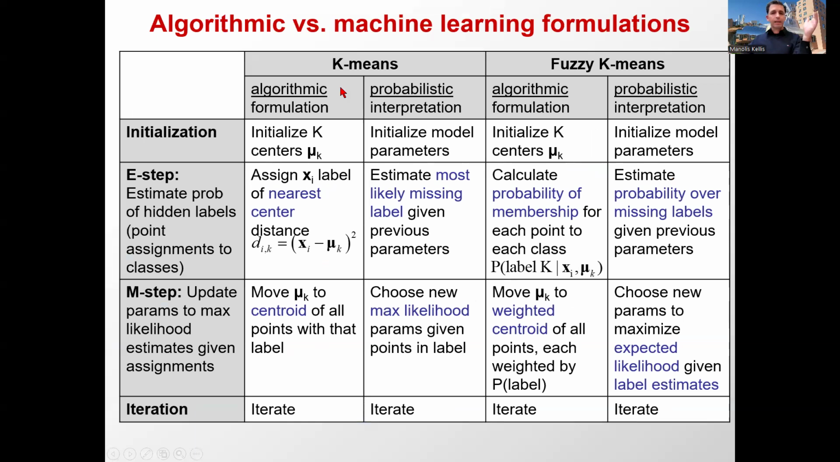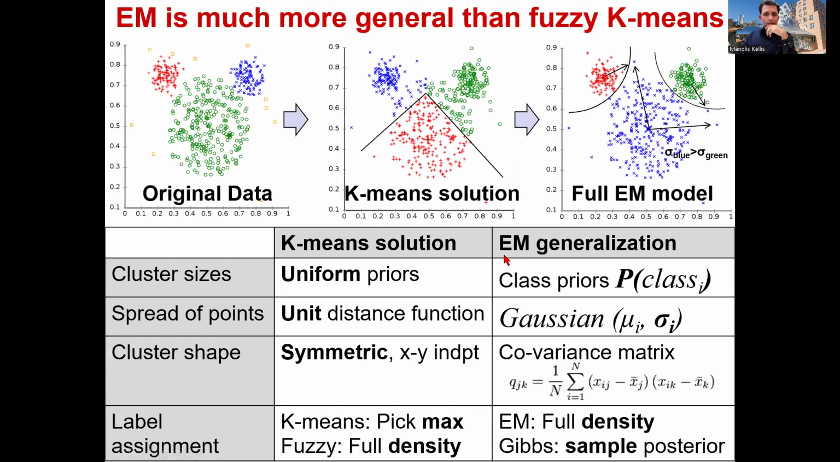And you can basically think, again, side by side about the k-means algorithm or the fuzzy k-means algorithm and what is the E step and the M step. And I'll let you walk through that on your own.